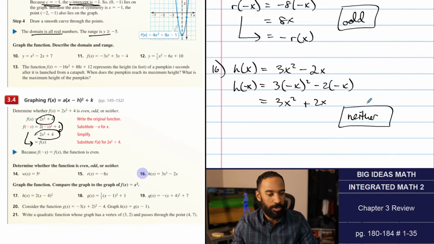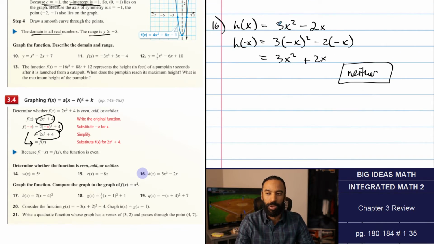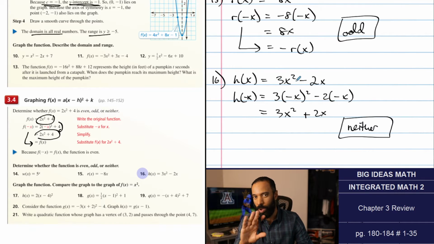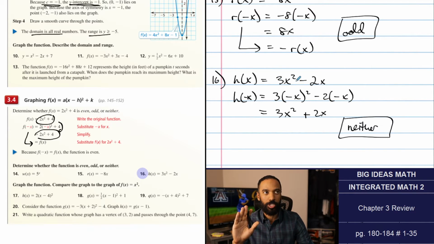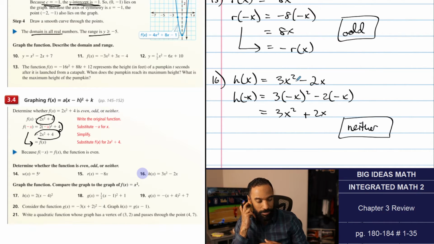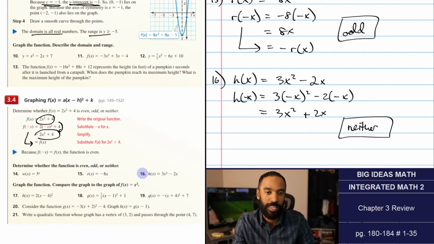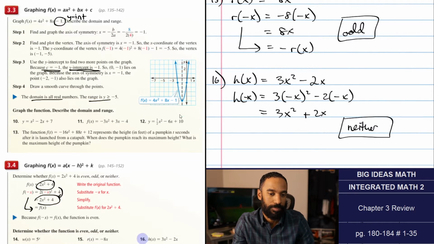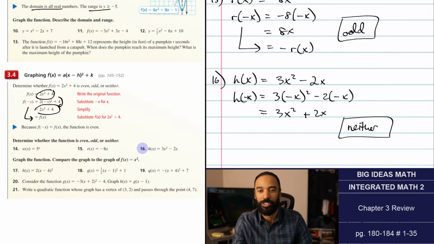Now, we didn't graph those unless they asked us to. Nope. We didn't graph them. But symmetry for an even function is across the y-axis. Symmetry for an odd function is across the origin. You'd have to see what that looks like. And neither case is just neither symmetry for either. Like, this is not an even function. It's an even-powered function, but not an even function.